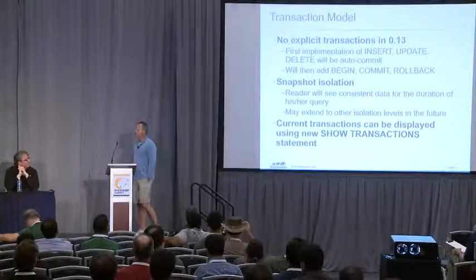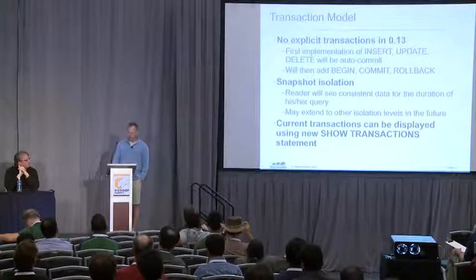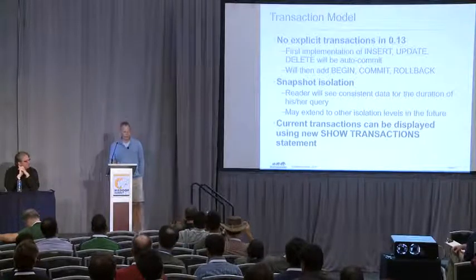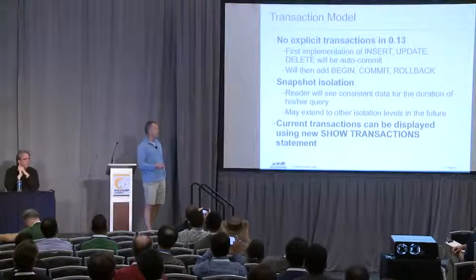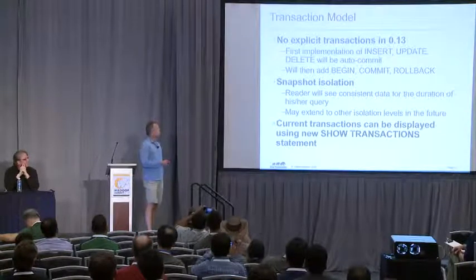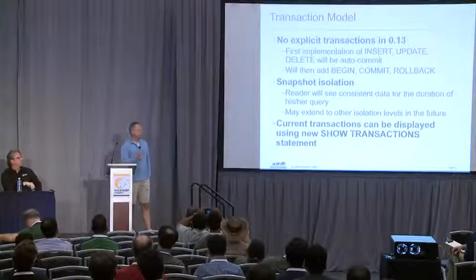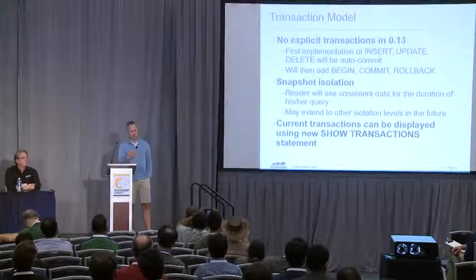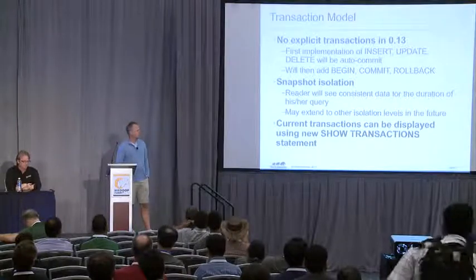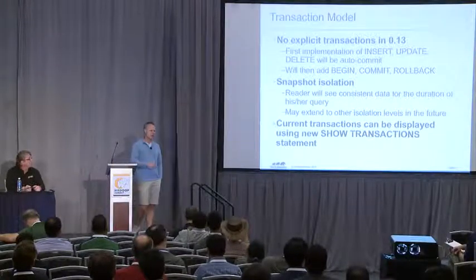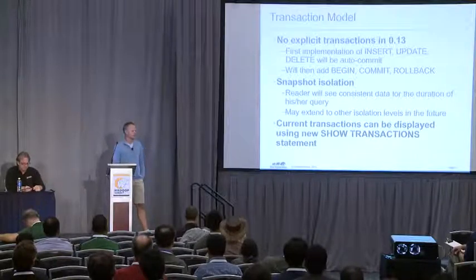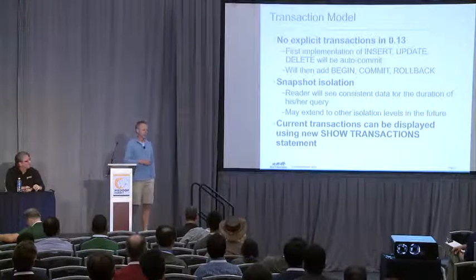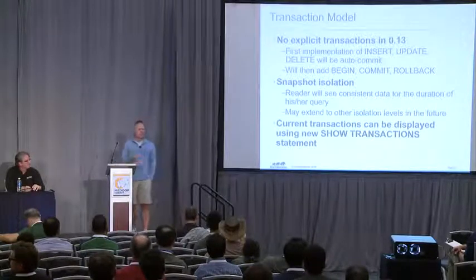So what are our transaction and isolation models? In Hive 13, which has some of this initial functionality in it, and I'll talk more later about exactly what is and isn't in there, we don't have explicit transactions at all. All we have in here is the streaming ingest so far, which can do things in transactions, but there's no ability to say begin or commit or anything like that except in the interface that does the ingestion.